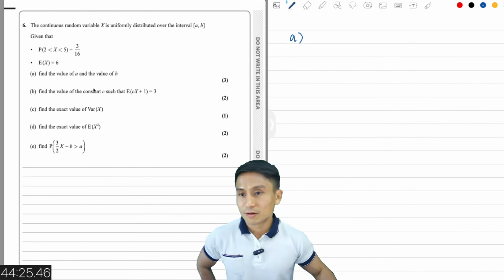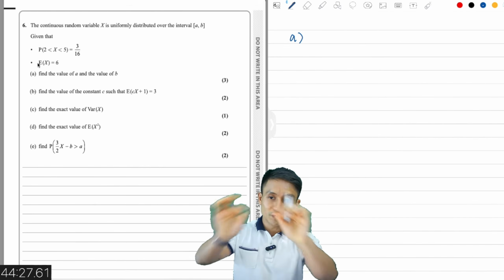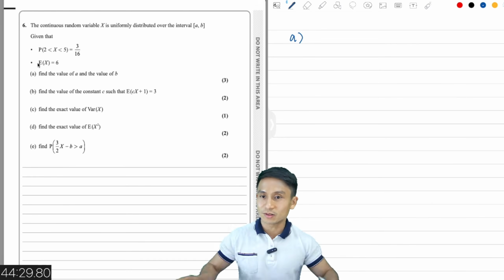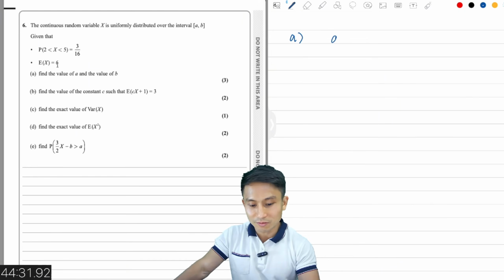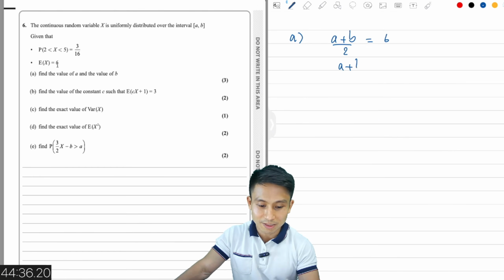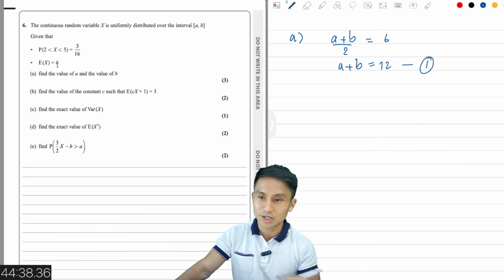Well, if the mean is 6, this is a uniform distribution, so the mean is in the middle. So that means 6 is in the middle. That means if you add up the two bounds and divide by 2, you should get the mean. So a plus b will be 12 here for the first equation.